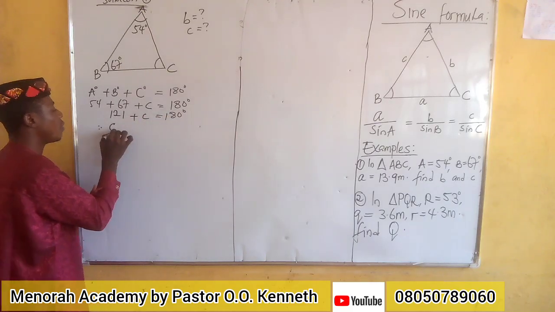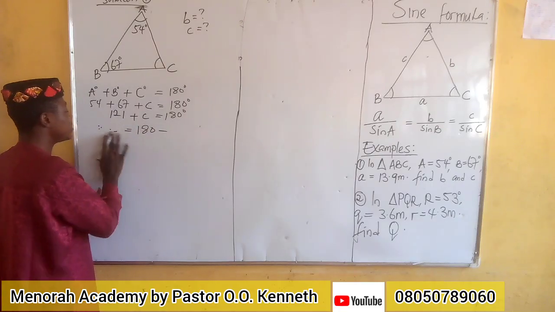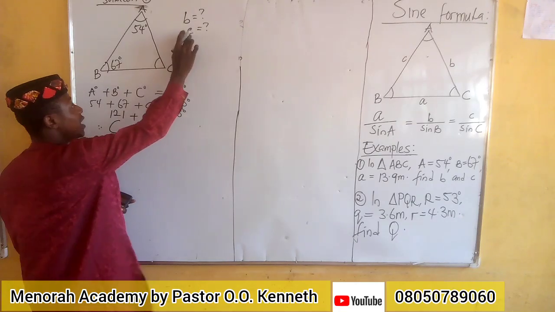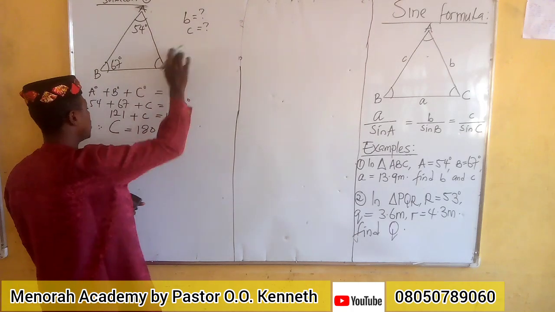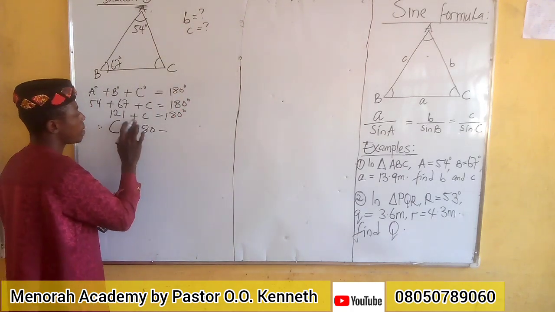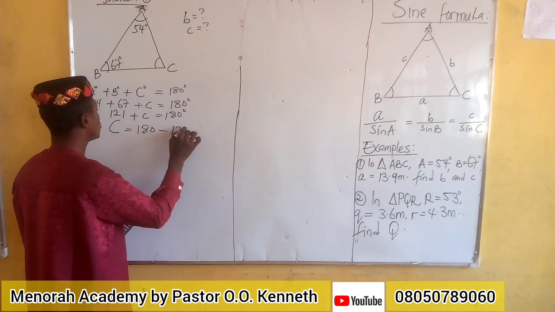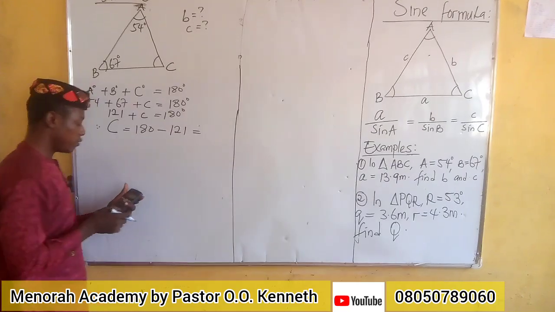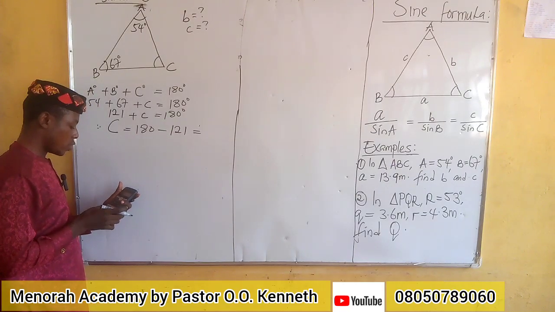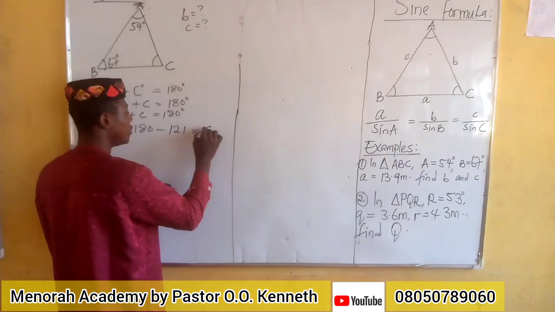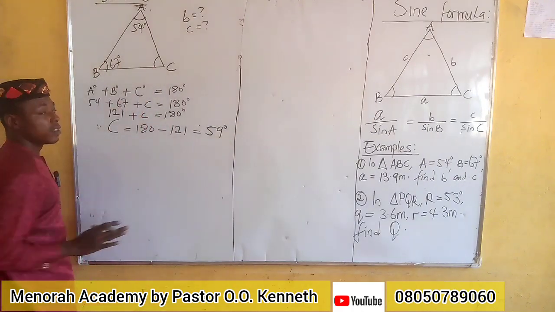So therefore, our C will be 180 minus 121. This is the capital letter C, not the small letter. They are asking us to find the small letters, which are the sides, while the capital letters are the angles. So 180 minus 121 is going to give us 59 degrees. That means our C here now is 59 degrees.